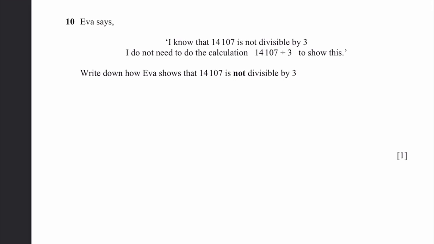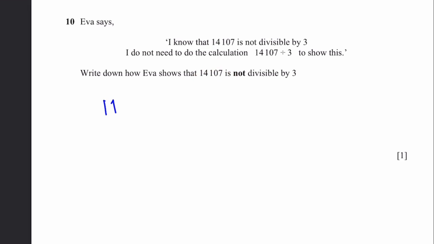Question 10. Eva says, I know that 14107 is not divisible by 3. I do not need to do the calculation 14107 by 3 to show this. Write down how Eva shows that 14,107 is not divisible by 3. So how do you check if a number is divisible by 3? We just add the digits and then divide that by 3 to check. If it's an integer after that division, then the full number is divisible by 3, otherwise no.